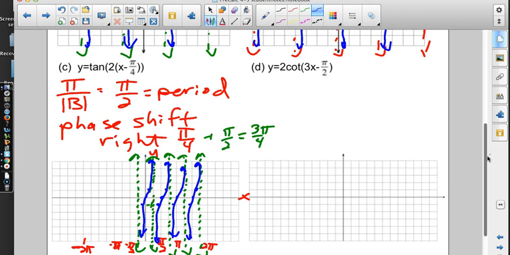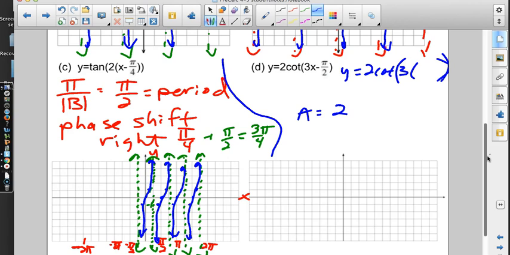Looking at D, we got a new A value, right? Are we going to have a new period for this one? We are. We got a 3 sticking in front of that X. We're going to have to do a little factoring here and see how that all works out. So let me move my A equals 2 down a little bit. So y equals 2 cotangent 3 times something. Okay, well obviously this first one's X.